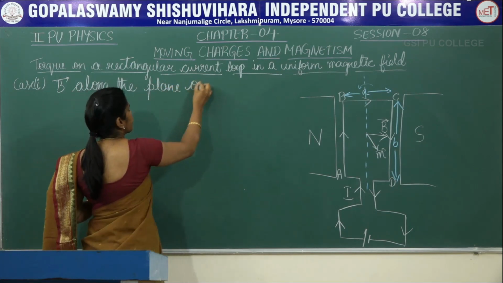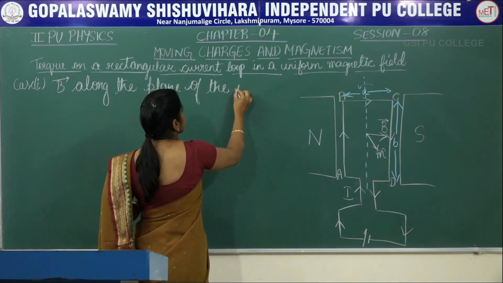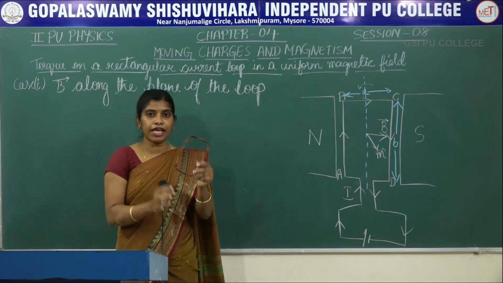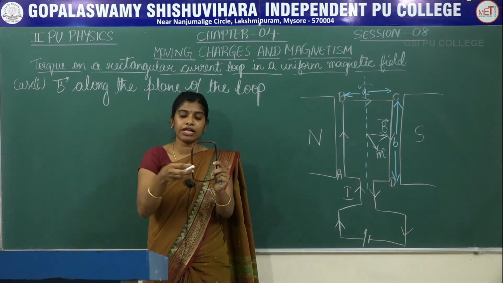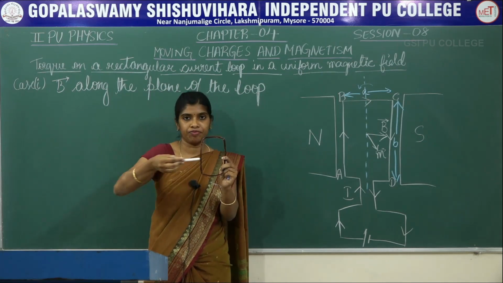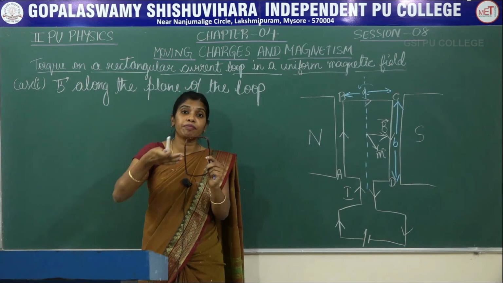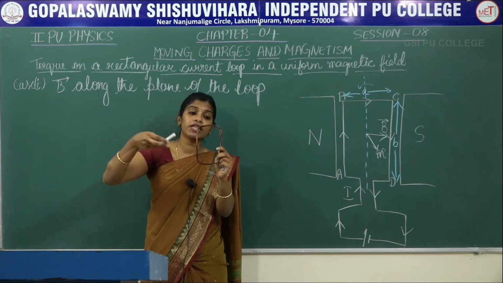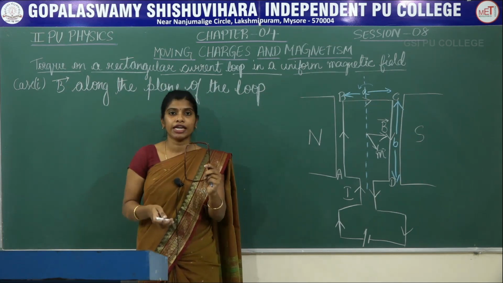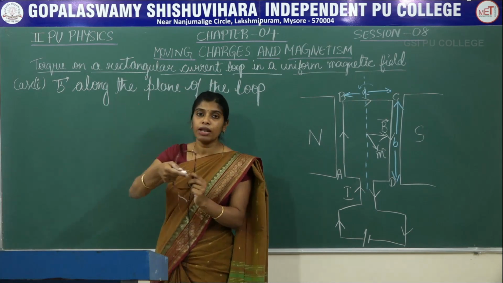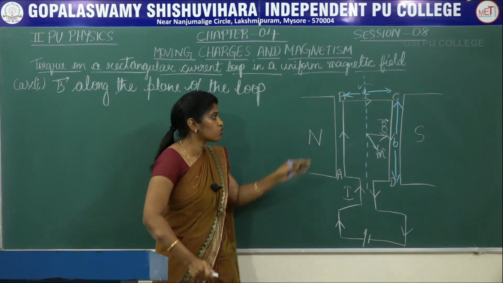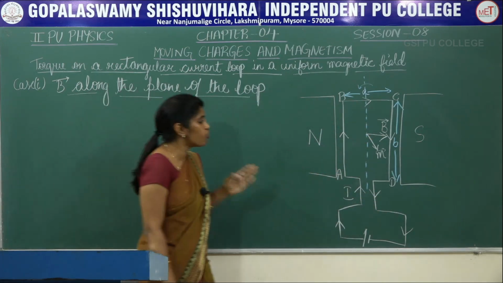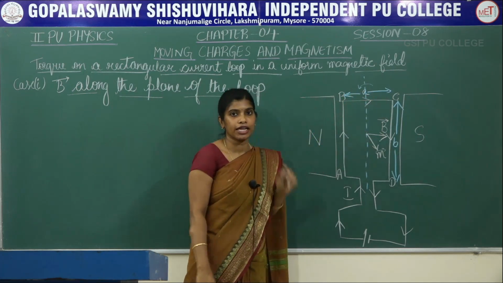Now, I am considering case 1 where the magnetic field will be along the plane of the loop. So in this case, if this is the plane of the loop, then this plane of the loop is placed along the magnetic field. So the magnetic field direction and the plane of the loop are in the same direction. That is, if this is the plane of the loop, then this will be the direction of the magnetic field, or the magnetic field will be along the plane of the loop, is the condition we have taken in the first case. Now let us see what will be the force on all the sides of this rectangular loop.